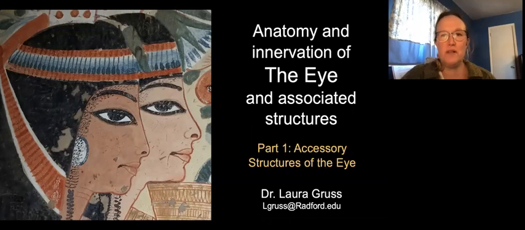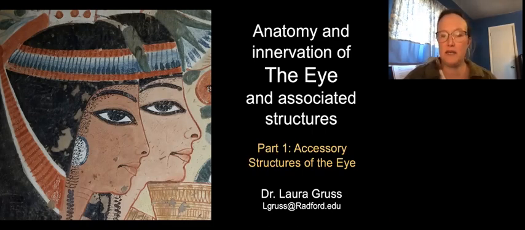This is the first of two lectures on the anatomy of the eye. This particular lecture is about the accessory structures of the eye, in other words, anatomical structures that are associated with the eye but not found inside the eye itself. So they're important to the function of the eye, but they're not actually part of the eyeball as an organ.